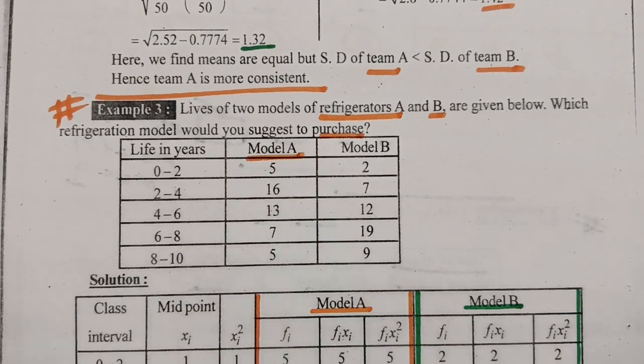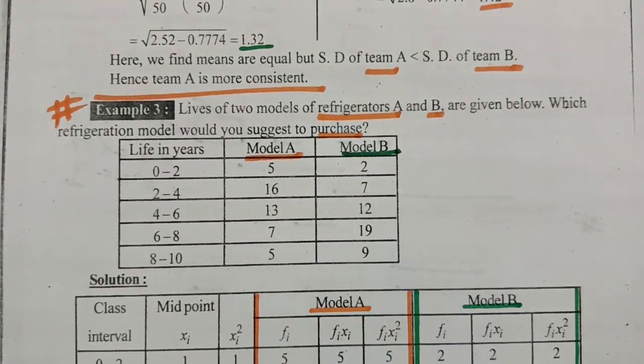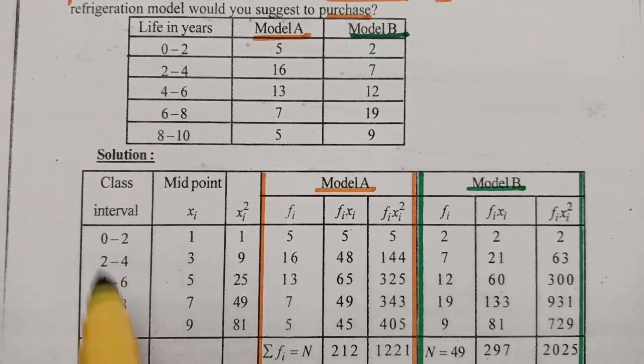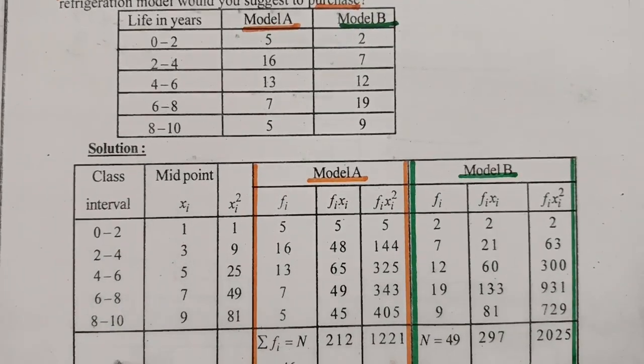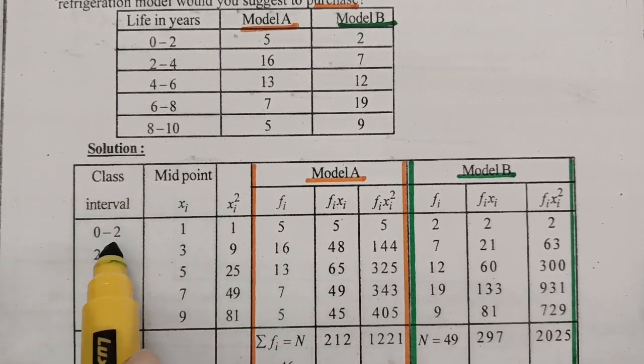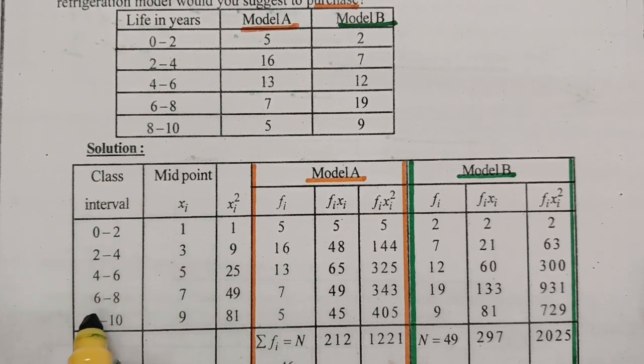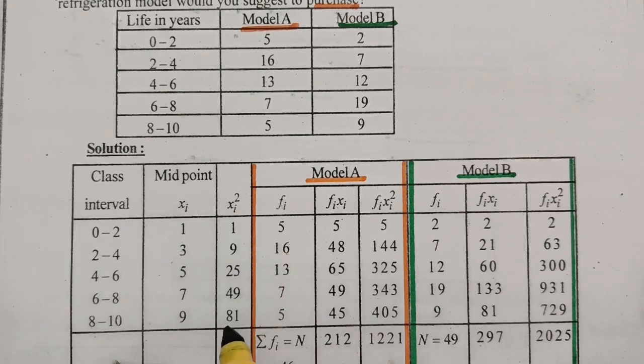This is model A and this is model B here. For model B, all the frequency values are given. Now we have to take this continuous frequency distribution table, 0 to 2 up to 8 to 10, and these are all the mid values, that is 0 plus 2 by 2 is 1, 2 plus 4 by 2, that is 6 by 2, is 3, this is 10 by 2, is 5, if you add 6 plus 8 by 2, that is 7, and 8 plus 10 by 2, this is 9. So these are all the square values.